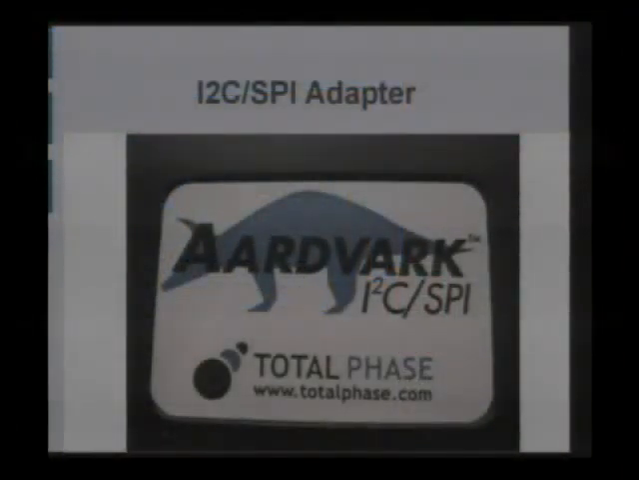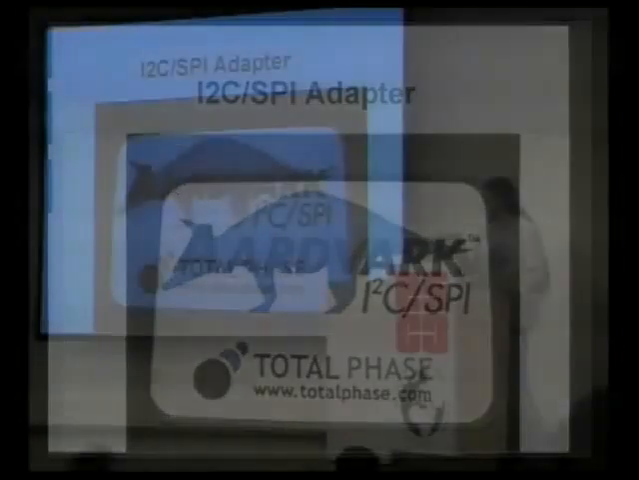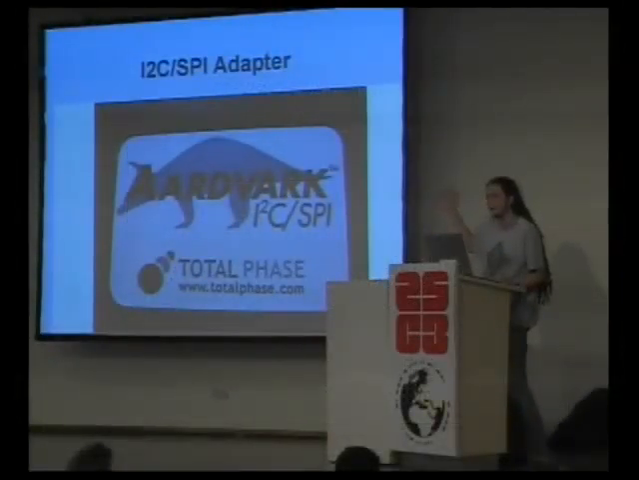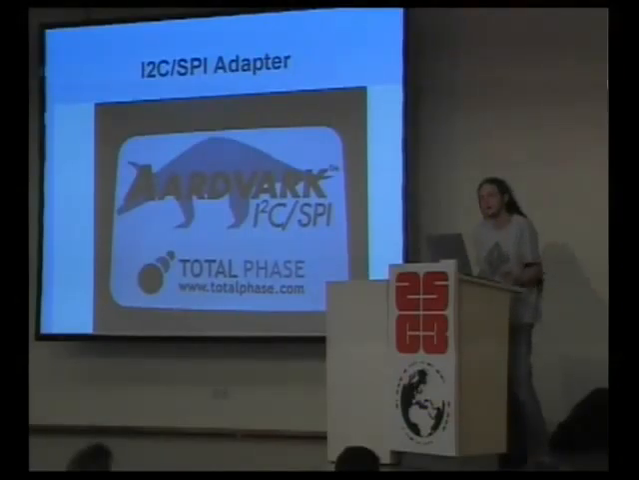This is a commercial I2C adapter called the Aardvark from Total Phase, and this is the one that I used to dump the I2C EEPROM from the EZ430. You could easily make a compatible product to this, and you could do it with a device that you can buy for $20 US.